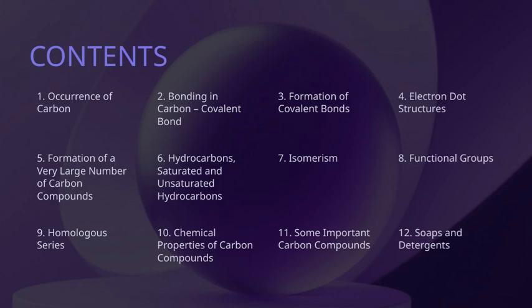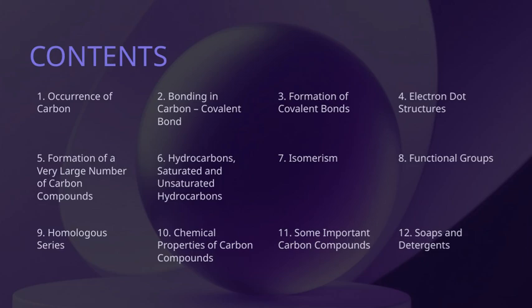We'll also discuss isomerism, which is all about how molecules with the same formula can have different structures and properties. Then, we'll look at how covalent bonds are formed, the fundamental linkages that hold molecules together. Following that, we'll see how a vast number of carbon compounds can be formed, highlighting the incredible versatility of carbon. We'll delve into the chemical properties of these compounds, understanding how they react and interact.